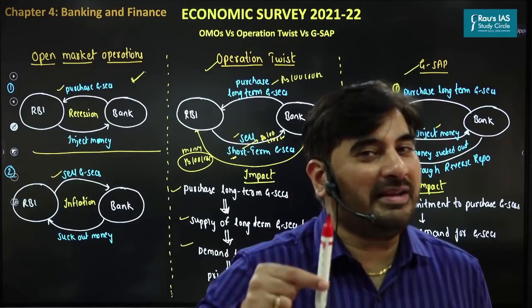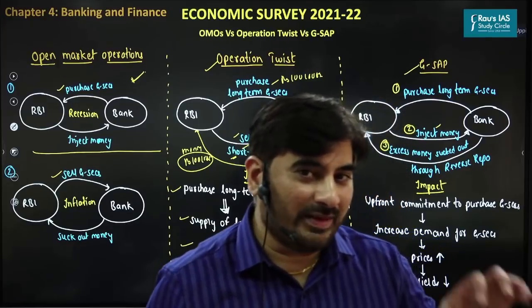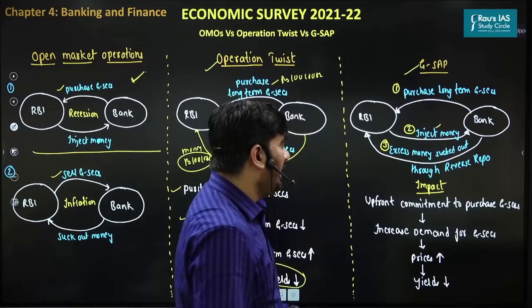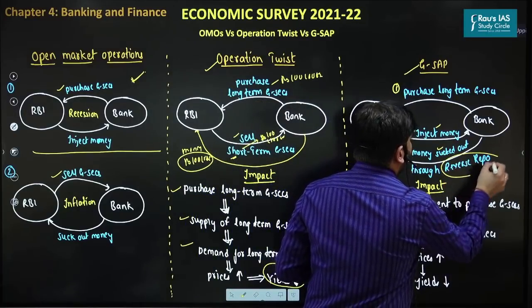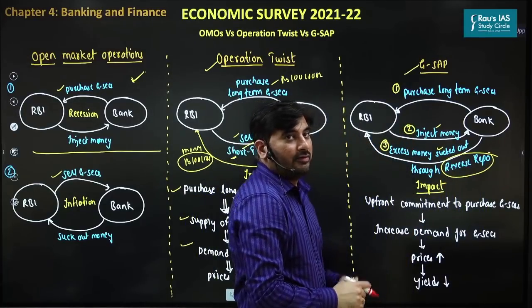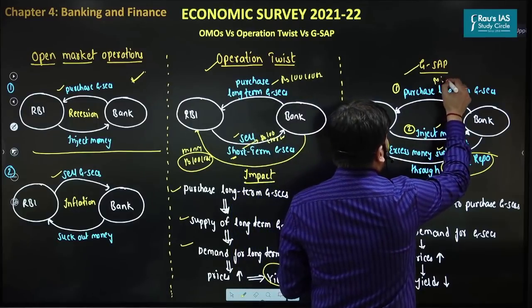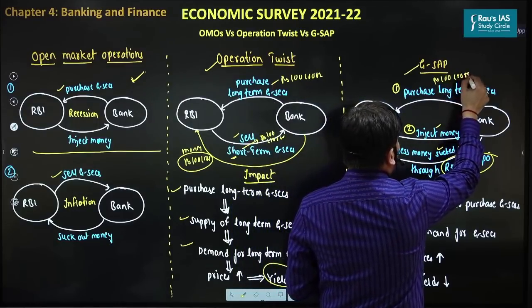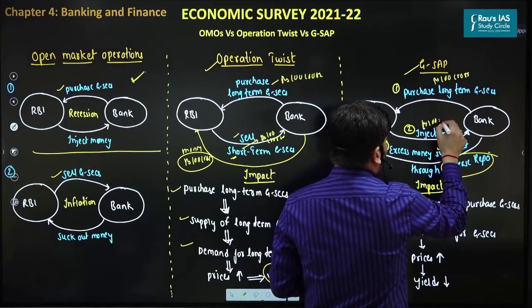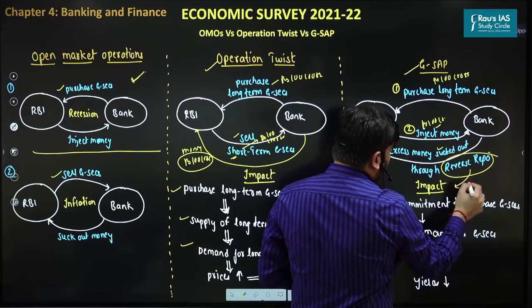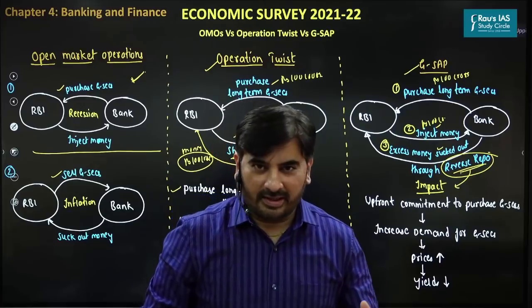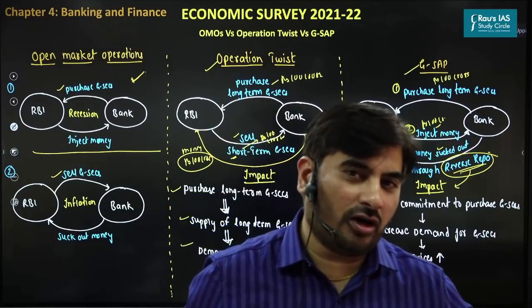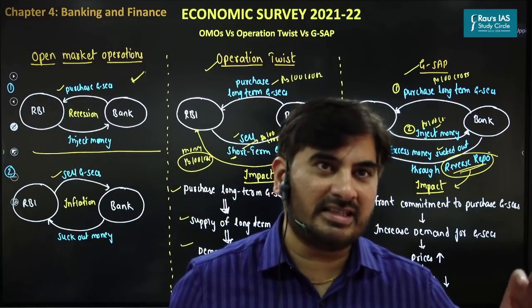So what the RBI then does is, whatever money it has injected, it will try to suck out this excess money through the reverse repo. So let's say it has purchased long-term government securities worth 100 crores. It has injected 100 crores worth of money. So this 100 crores, it will try to suck it out through the reverse repo. So once again, is there any net effect on the money supply as far as GSAP is concerned?